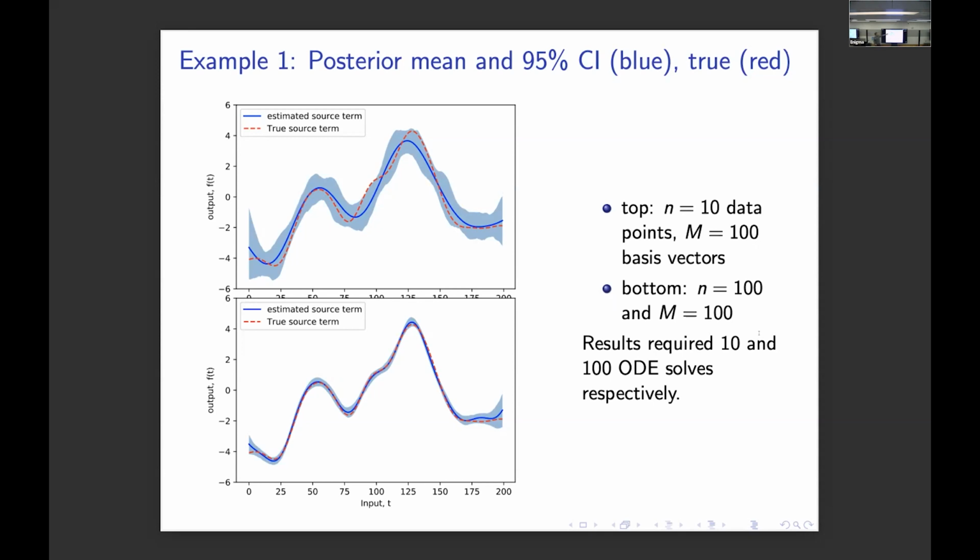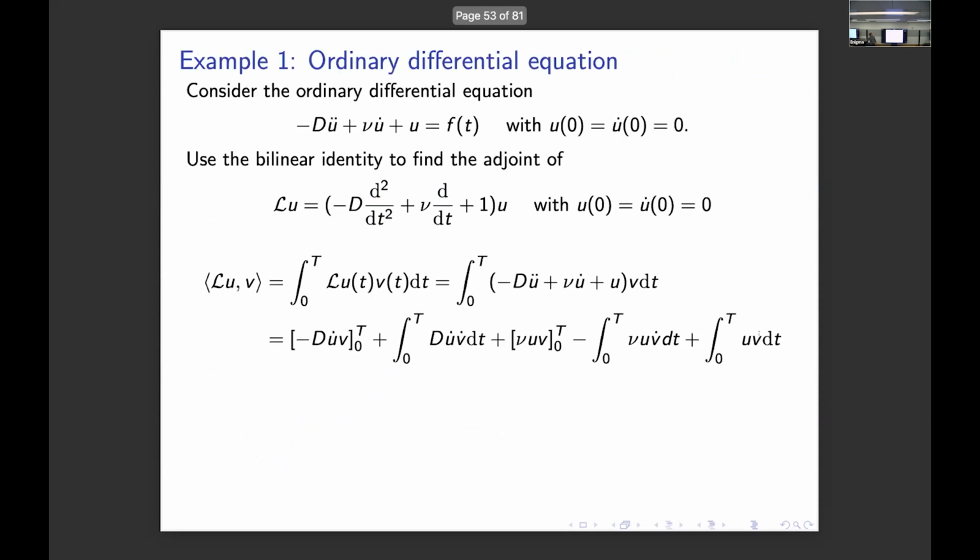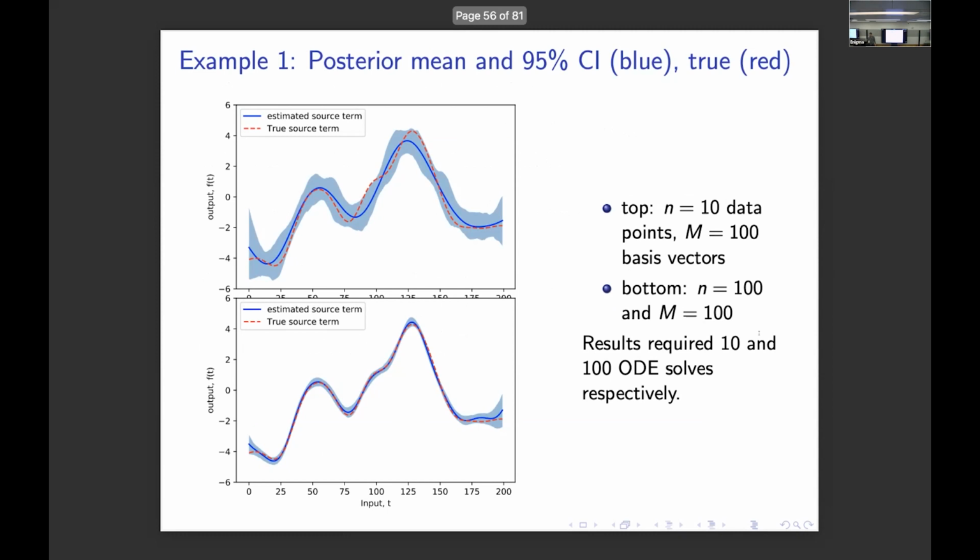And in this top plot, we suppose we have 10 data points equally spaced in time. This is the wrong plot. And we assumed we observed the output of this differential equation. Can we infer what the source is? Yes. So we had 100 basis vectors here in our expansion, and we'll talk about cost in a minute, but this took us 10 solves of a differential equation to compute this whole thing. So with no MCMC, it just tells us the answer straight away.